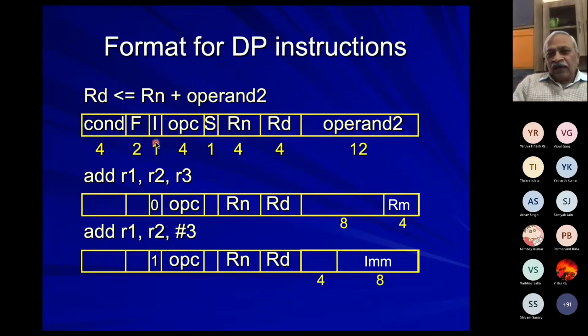So I stands for immediate, and a format of this kind, specification of an operand in this manner, is called immediate, in the sense that the operand value is immediately available within the instruction. Okay. In the other case, the operand is coming from a register, but here the operand is part of the instruction and it's called an immediate operand. So I specifies whether the second operand is going to be a register. I equal to 0 means that, and I equal to 1 means that it's going to be a constant.